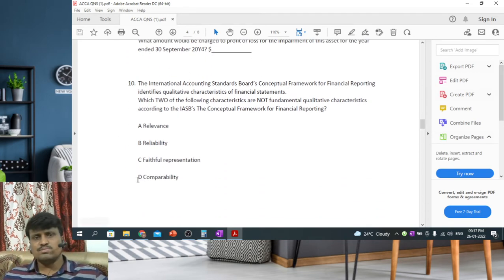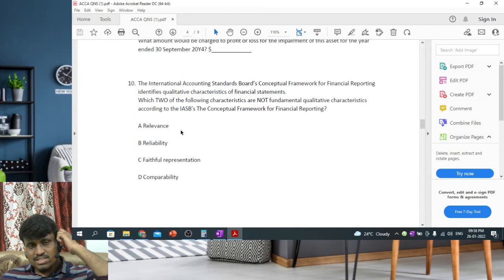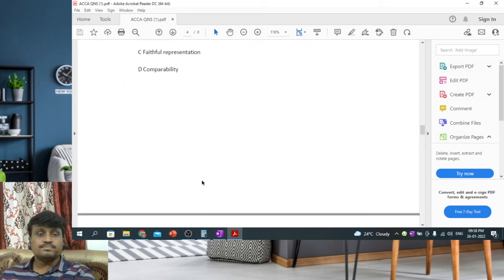The International Accounting Standards Board's conceptual framework for financial reporting identifies the qualitative characteristics of the financial statement. Which two of the following characteristics are not fundamental qualitative characteristics according to IASB? Generally, there are two kinds: fundamental qualitative characteristics and additional qualitative characteristics. Fundamental qualitative characteristics are two, nothing but relevance and faithful representation. The remaining B and D, reliability and comparability, are not covered in the fundamental qualitative characteristics. So answer is B and D.